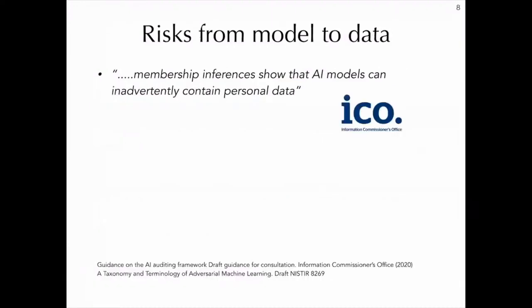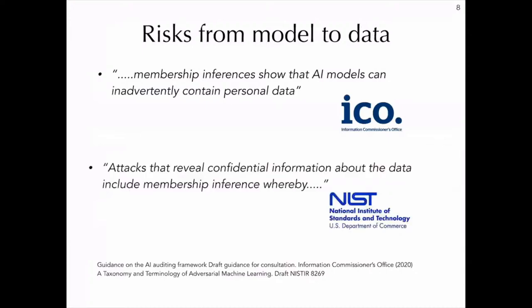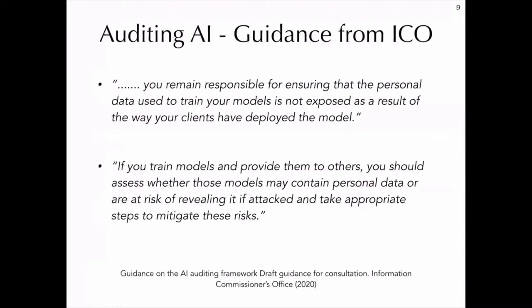Recent reports published by the ICO UK on auditing AI and NIST US on securing AI applications highlight the threat to training data from machine learning models, and they specifically mention membership inference as a potential confidentiality violation and privacy threat to training data. As per the auditing framework of the ICO, it is mandatory for organizations to ensure that models do not expose personal data when deployed. The internal teams at the ICO will be using this framework to assess if an organization is compliant with data protection regulation laws. Hence, organizations should account for and assess the privacy risk to training data from machine learning models.